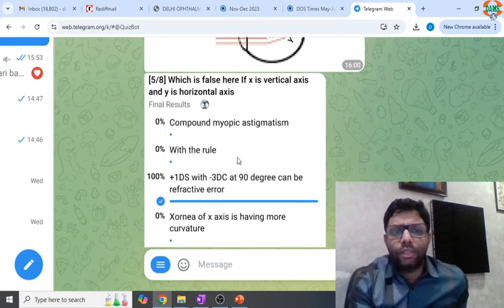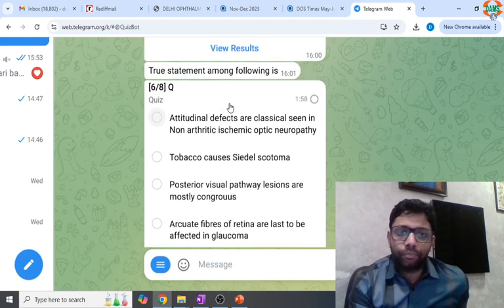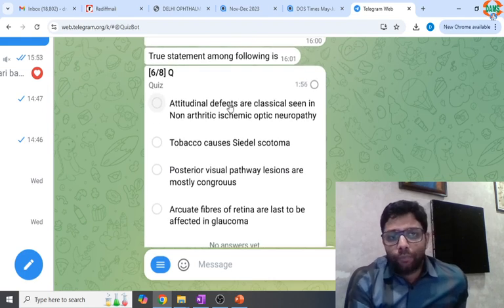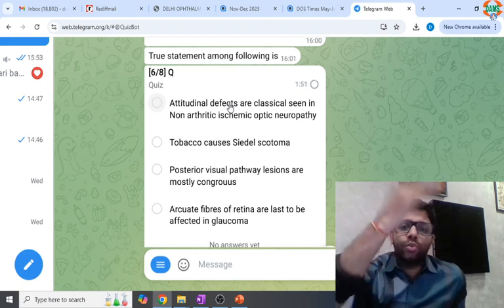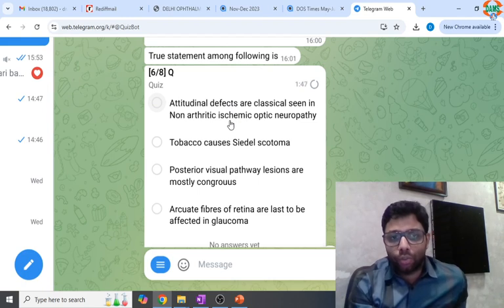Even if you don't know this, you should know A, B, D were correct options. Now which is true? Altitudinal defects are those defects which are affecting only one half of the visual field. Classically seen in non-arteritic ischemic optic neuropathy. Not arteritic, again a mistake. Now, tobacco does not cause cecal scotoma. Cecal scotoma is seen in glaucoma patients.